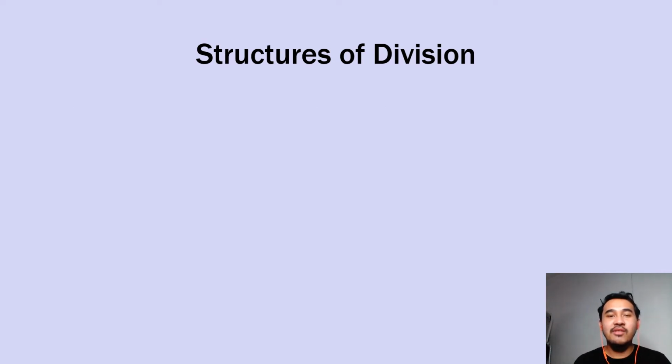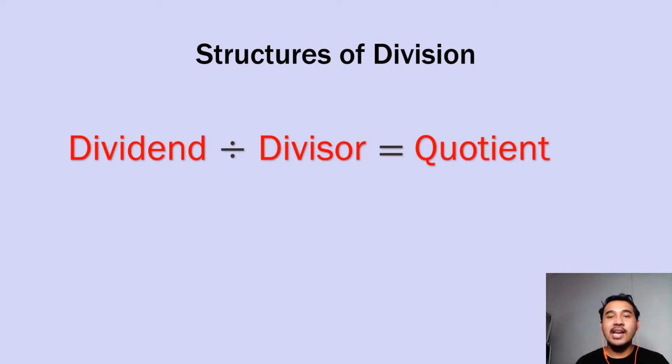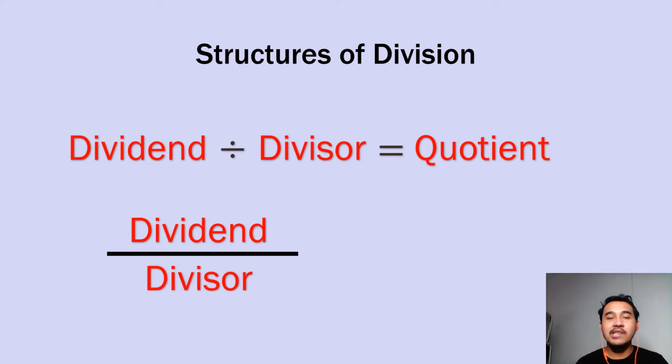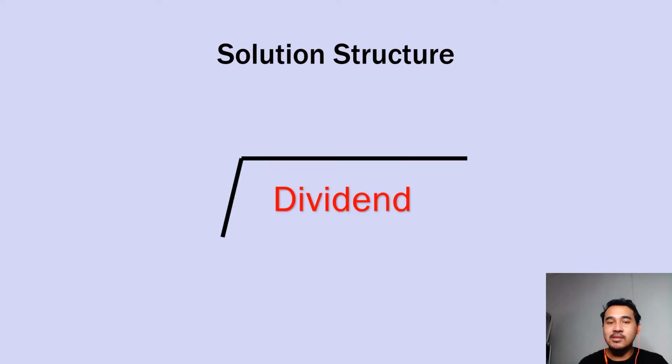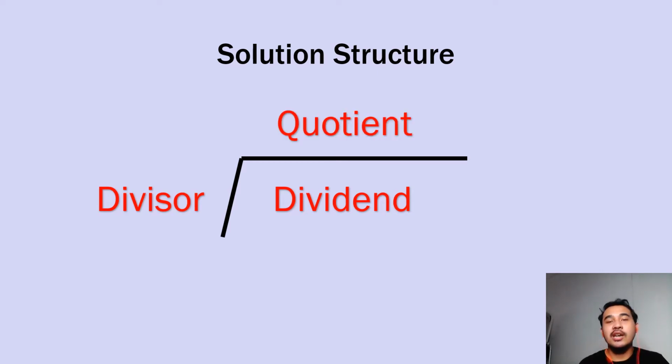Structures of division. Normally we have dividend divided by divisor, and the answer is the quotient. In some other structures, it is still dividend divided by divisor, and the answer is still the quotient. When we learn division, we have what we call a solution structure: our dividend, then this mark for division, then our divisor, and we put our answer here as the quotient.